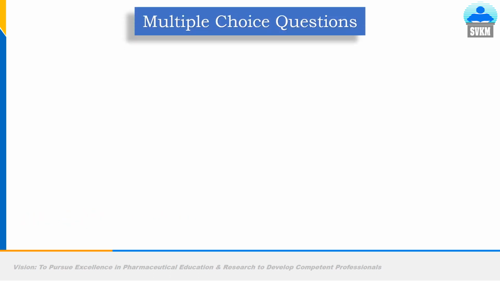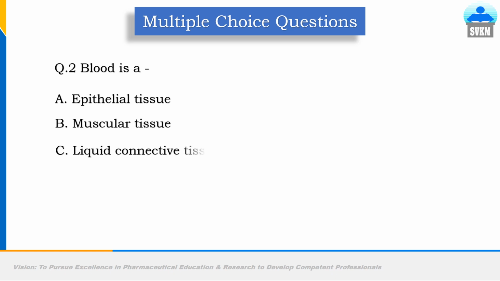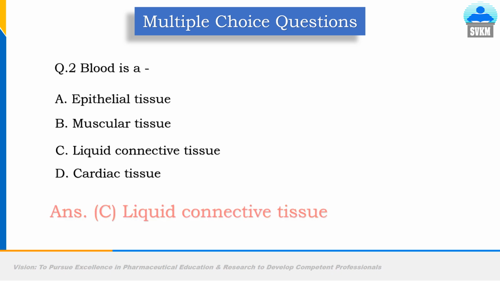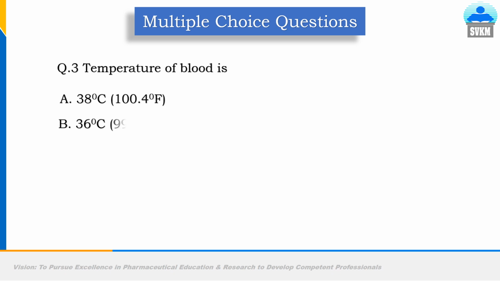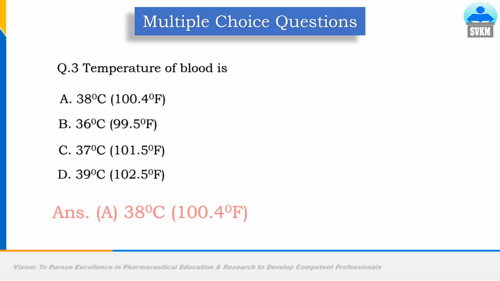Second question: blood is an epithelial tissue, muscular tissue, liquid connective tissue, or cardiac tissue. Obviously it is a fluid, that's why it is a liquid connective tissue. Third question: the temperature of blood is 38 degrees Celsius, 36 degrees Celsius, 37 degrees Celsius, or 39 degrees Celsius. The answer is 38 degrees Celsius, that is 100.4 Fahrenheit.